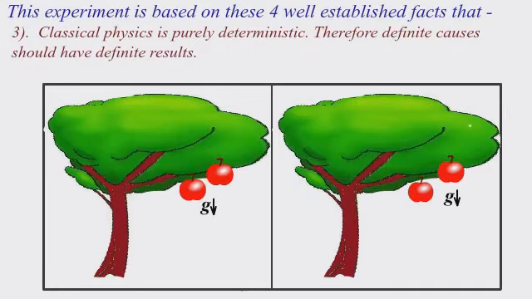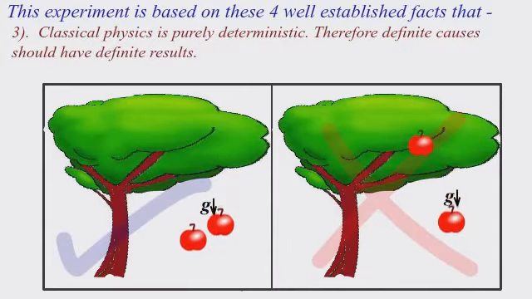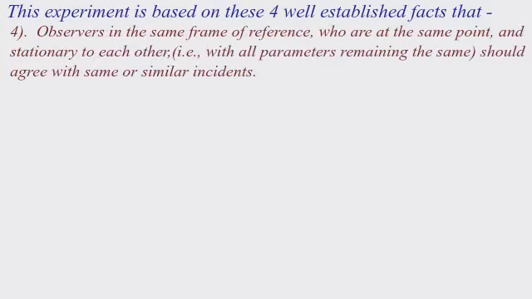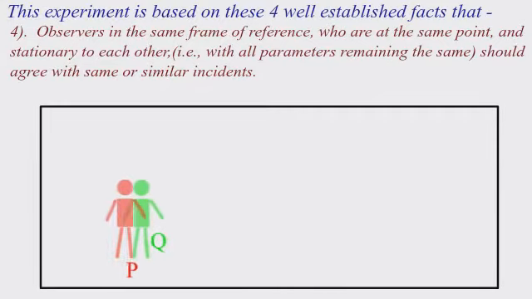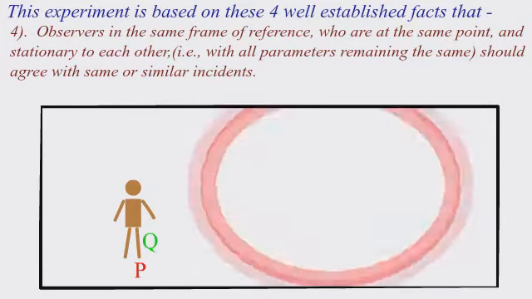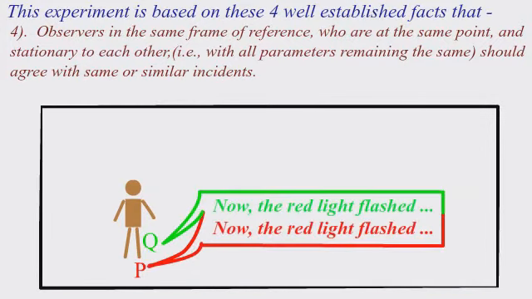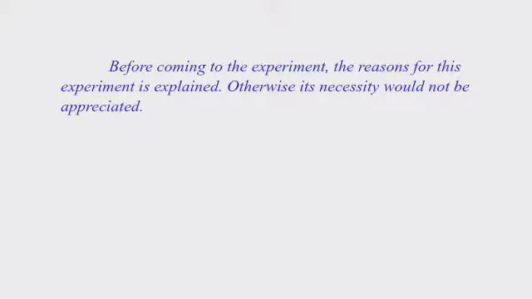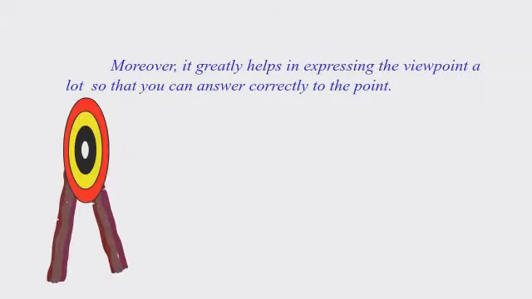3. Classical physics is purely deterministic. Therefore, definite causes should have definite results. 4. Observers in the same frame of reference, who are at the same point and stationary to each other, should agree on the same or similar incidents. Before coming to the experiment, the reasons for this experiment are explained. Otherwise its necessity would not be appreciated. Moreover, it greatly helps in expressing the viewpoint so that you can answer correctly to the point.